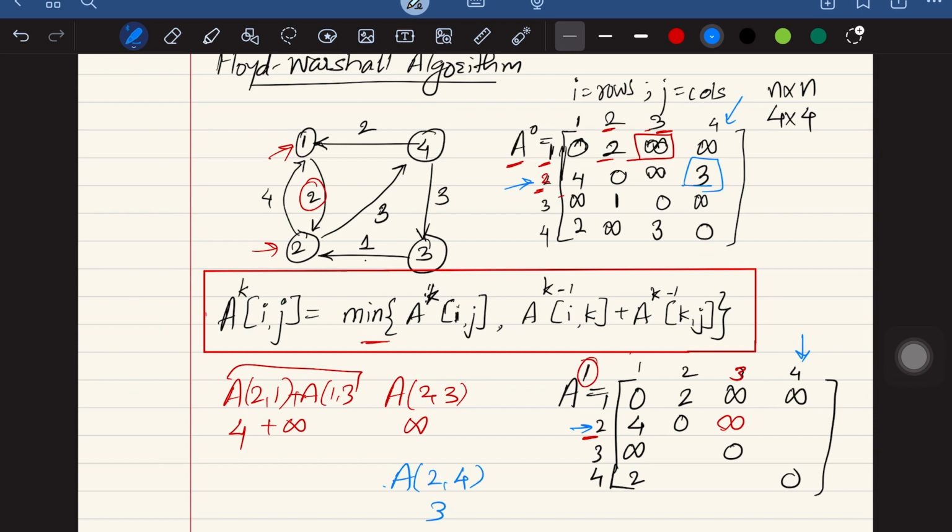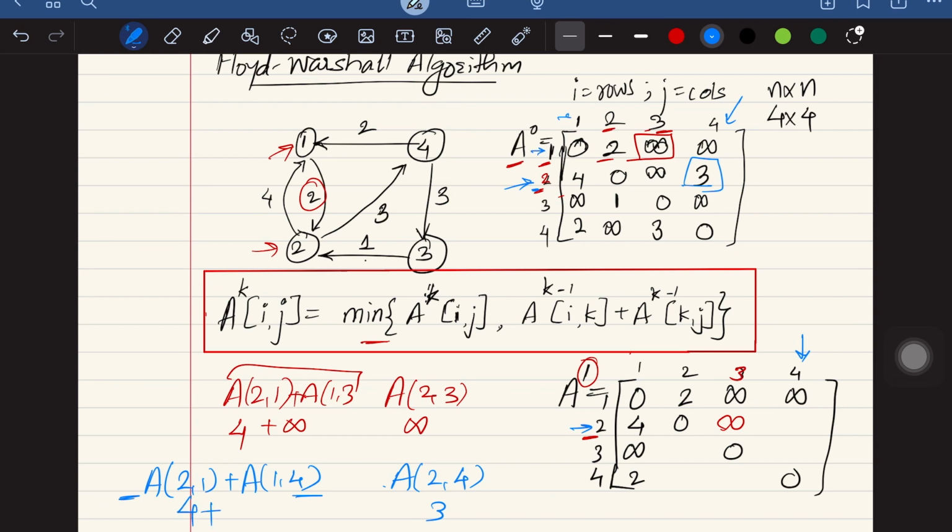Can we find a distance that goes through 1 which is smaller than 3? Let's write that down. So from 2 to 1 plus from 1 to 4, right, through 1. The meaning of this is 1 to 2 to 4 through 1, right? So let's go to our previous matrix, 2 to 1. So this is 2 and that's 1, that is 4, right? So 4 plus 1 to 4.